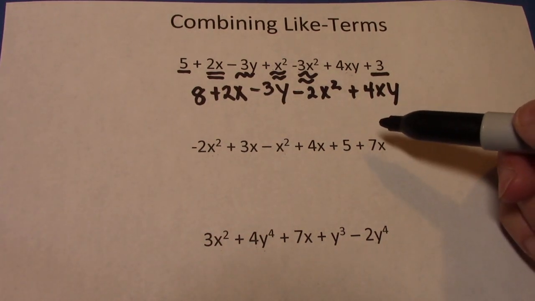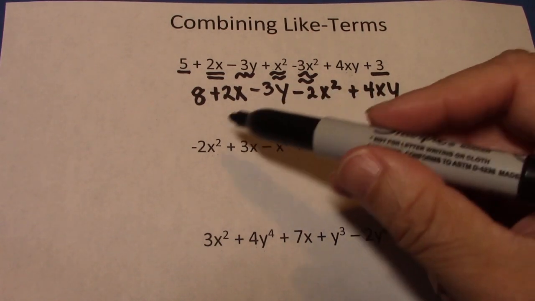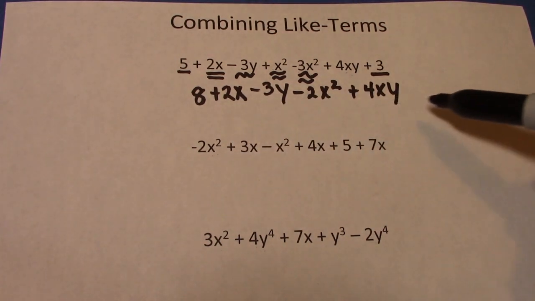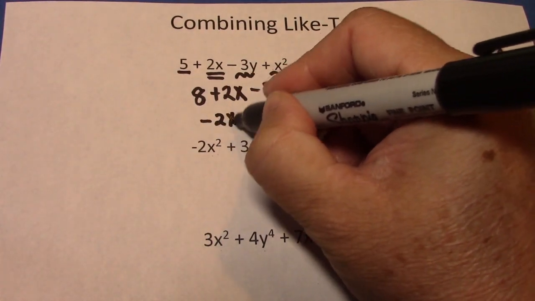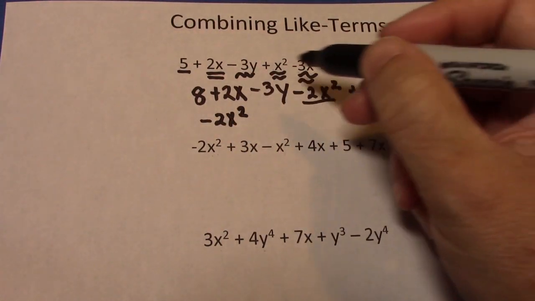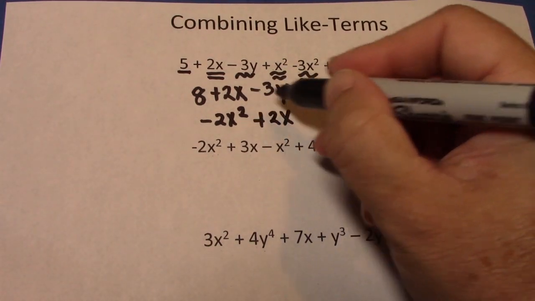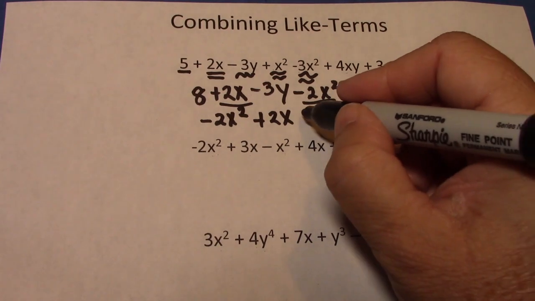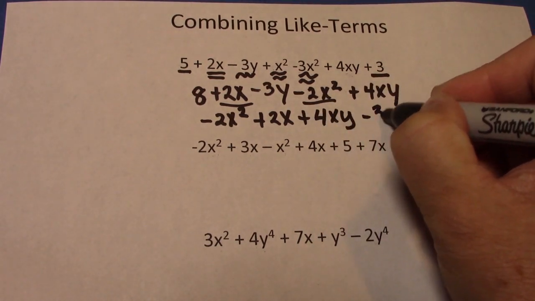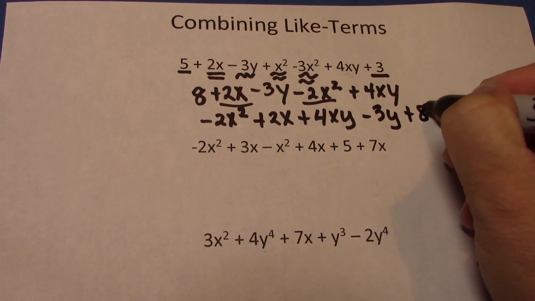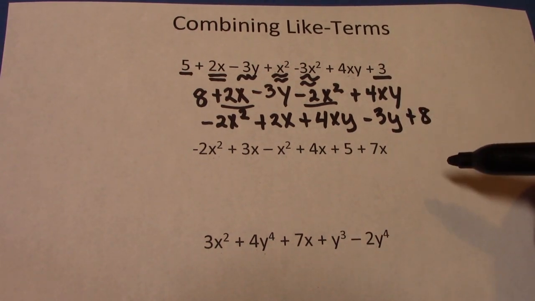Usually, just for convention and to make things a little bit easier to read, we generally start with the highest exponents first and go downwards and list things. So we would probably start with the negative 2x squared here, and then I might take care of the plus 2x. Now we can start with the y terms, plus 4xy minus 3y plus 8. So that's a more standardized version of this.